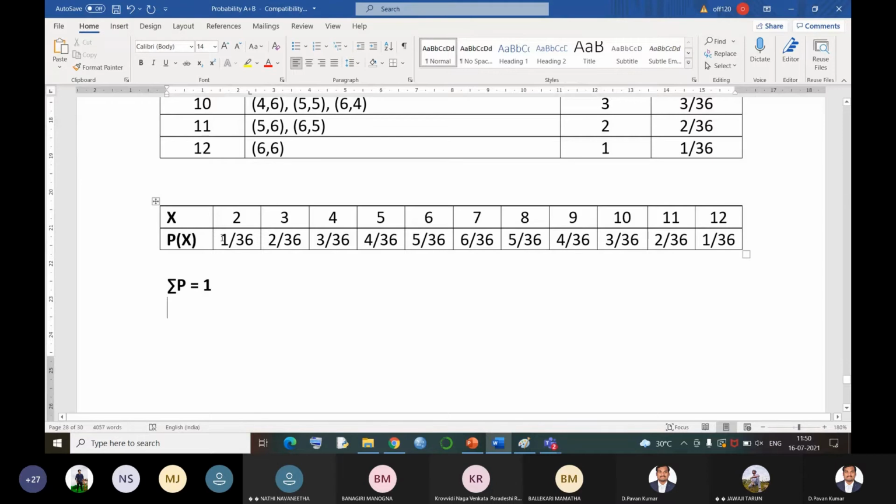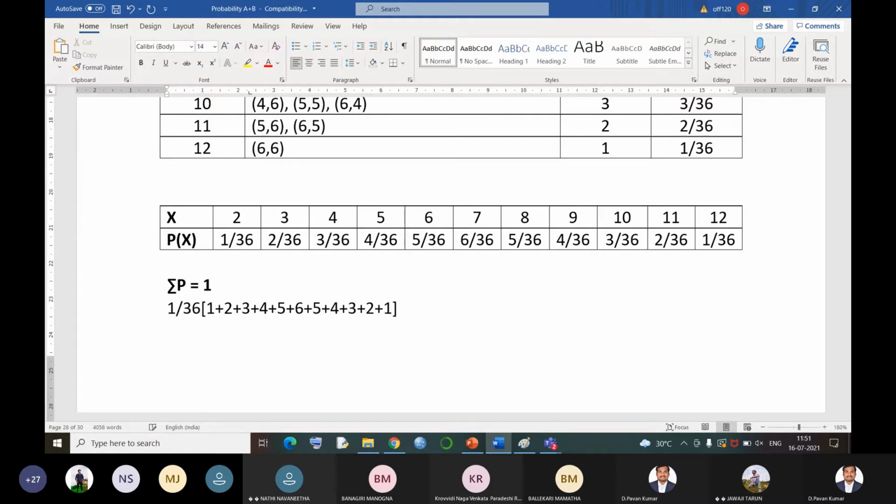So summation P means what? Addition of all these probabilities. Now, if we want to add all these probabilities, since the denominator is common, I want to take 1 by 36 as common. If I take 1 by 36 as common, we can simply add the numerators, that is 1 plus 2 plus 3 plus 4 plus 5 plus 6 plus 5, 4, 3, 2, 1.